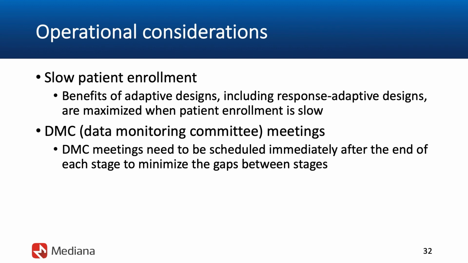If this is not the case and patients are recruited at a fairly fast pace, then we may run into the following situation. I'll just give a quick example that reflects potential problems that we run into when we have to deal with faster than anticipated patient enrollment in general adaptive designs.